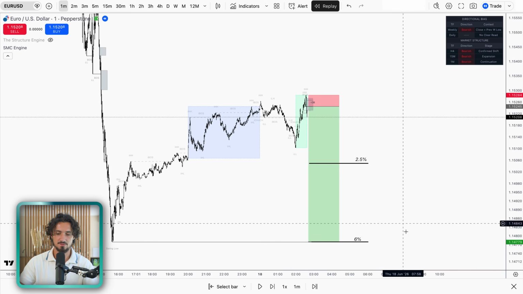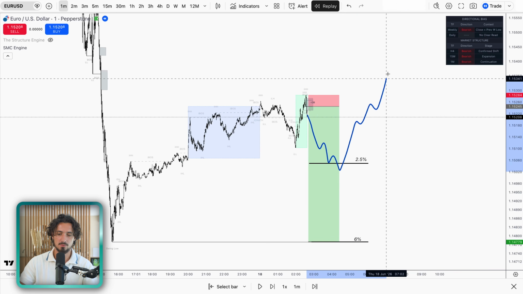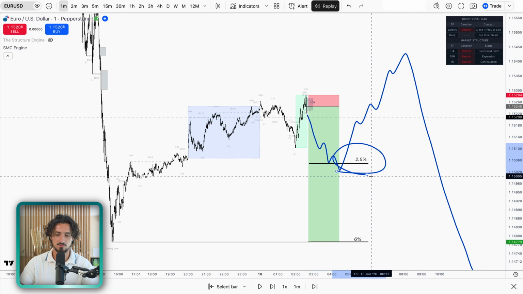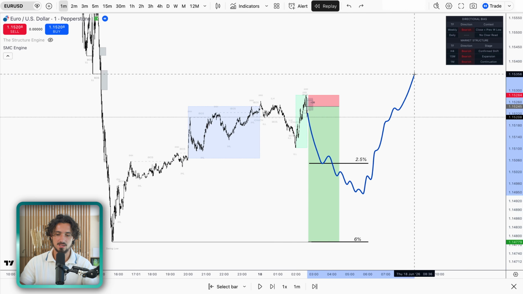And this way, what I found is that even if we end up coming down here and then we go back up here and then we go here later, I still got my 2.5%. Instead of seeing price run like this and then do this and I got nothing.